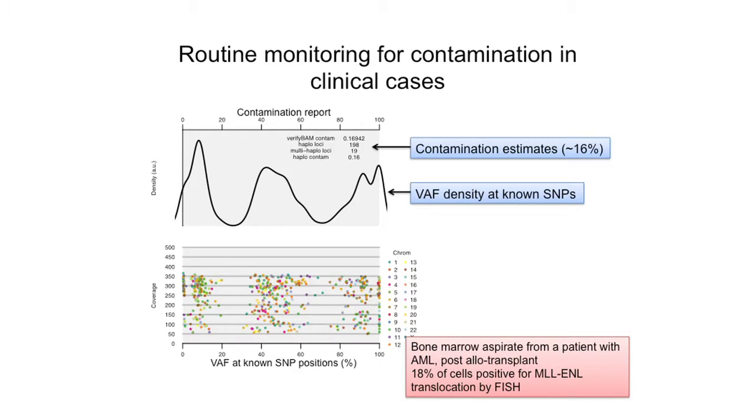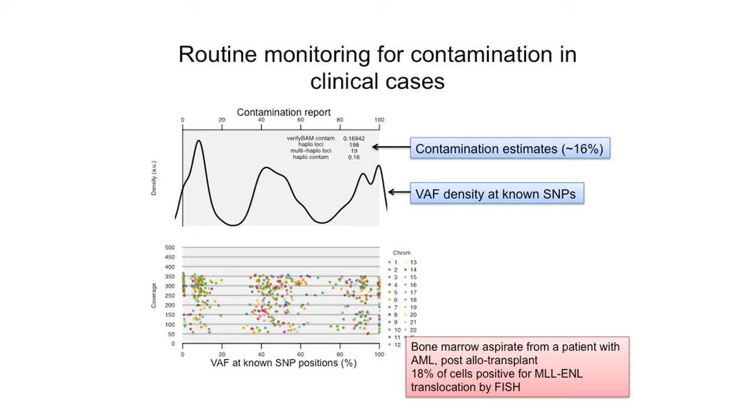contamination. So I think that these could be reasonable approaches for routine screening for contamination in clinical sequencing. And so I've written a little script that you can run on a BAM file that generates a report like this. At the top here, you see the contamination estimates using these various approaches.